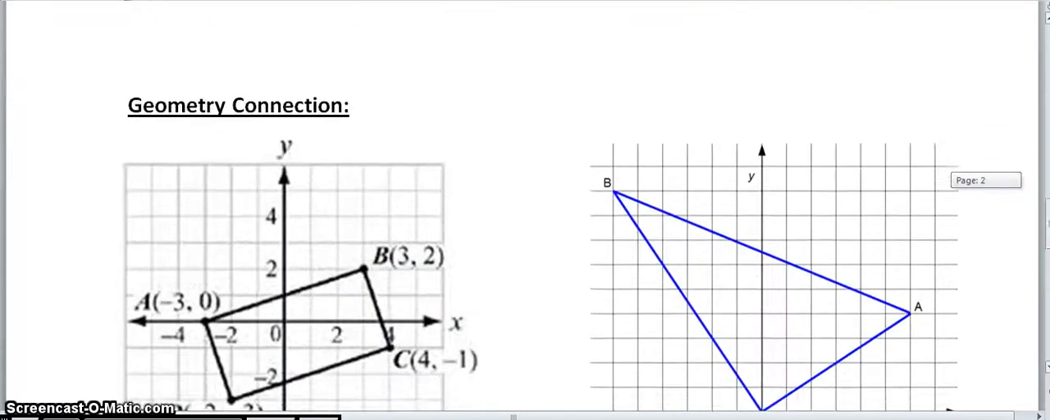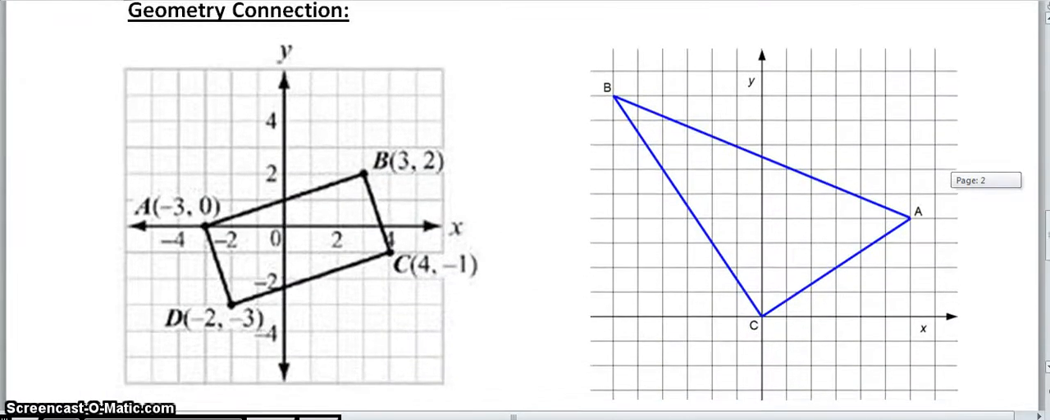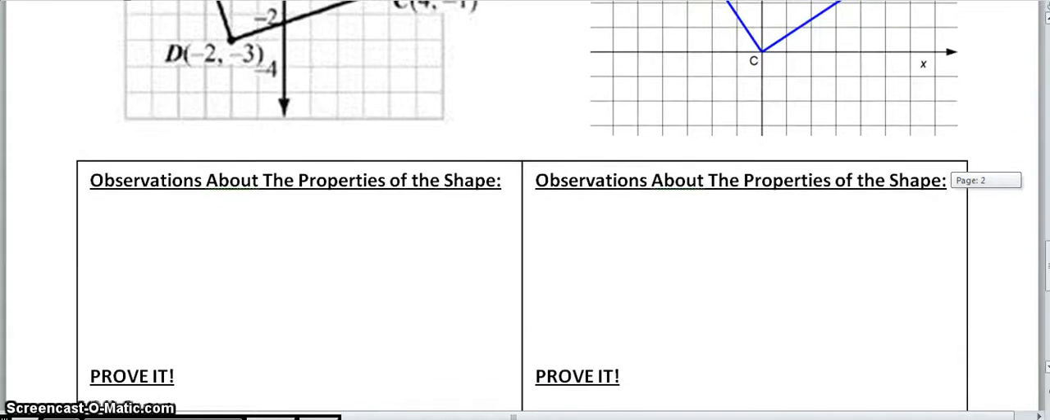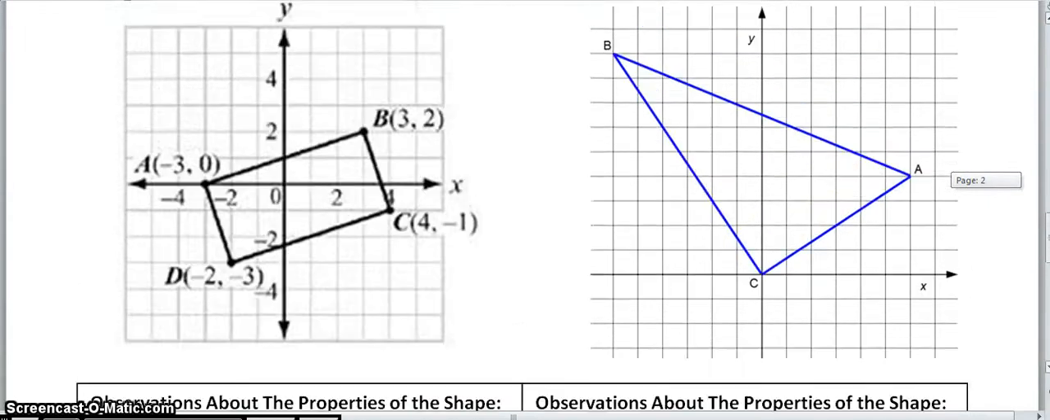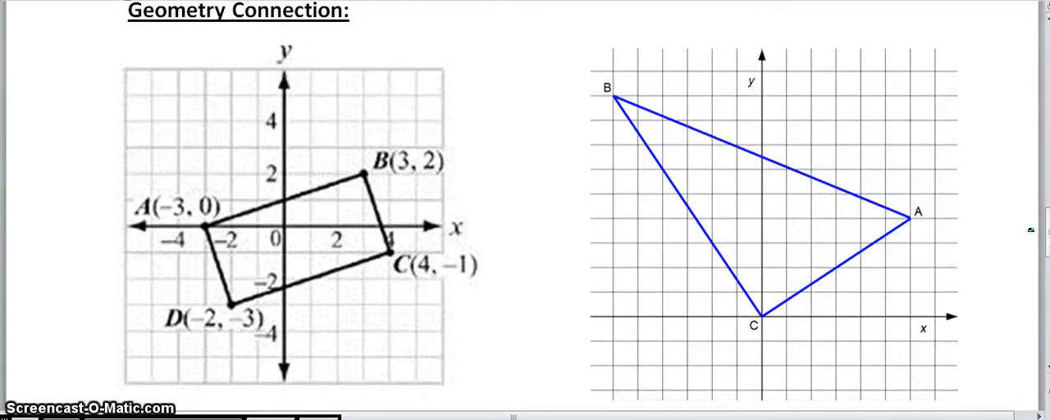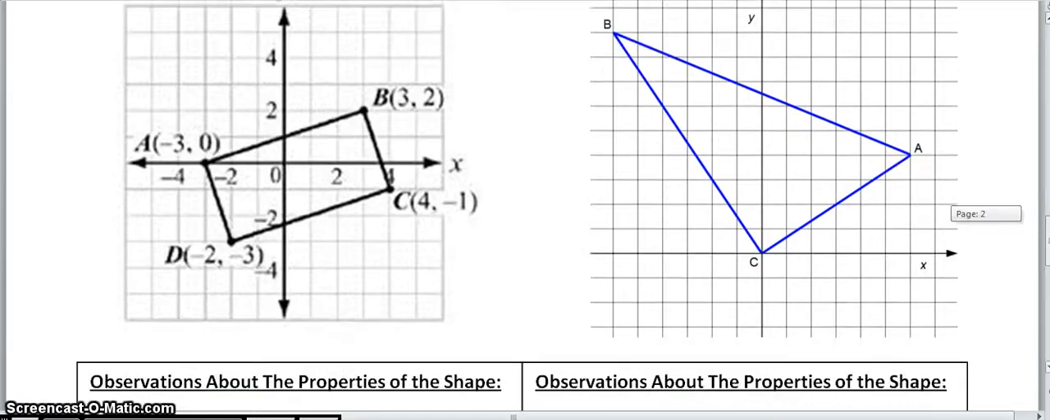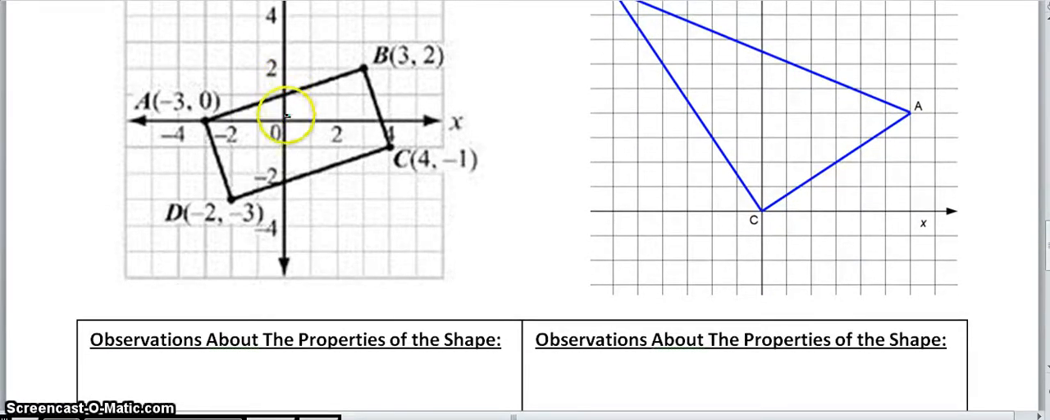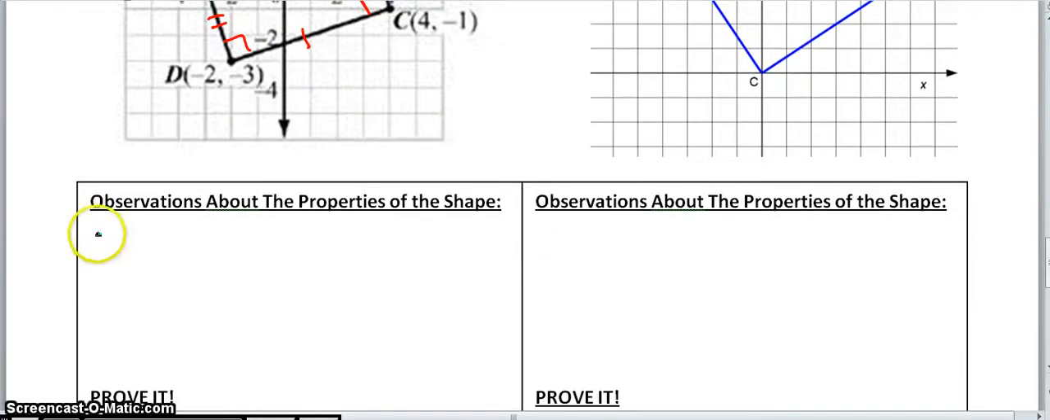So how does this apply to our geometry? What you're basically going to be doing is looking at shapes and proving that they're the shape you think it is using slope. So let me give you an example. If I'm looking at this quadrilateral here, I know it has 4 sides. It kind of looks like a rectangle because I think these are the same, I think these are the same, and these look like 90-degree angles to me. So what I'm going to write about observations is I think it's a rectangle.